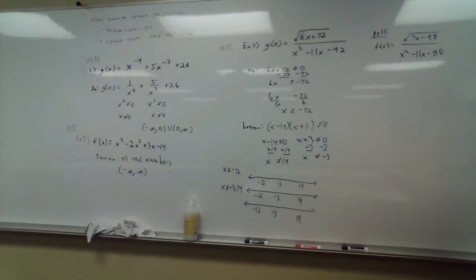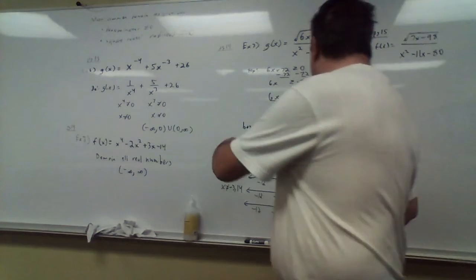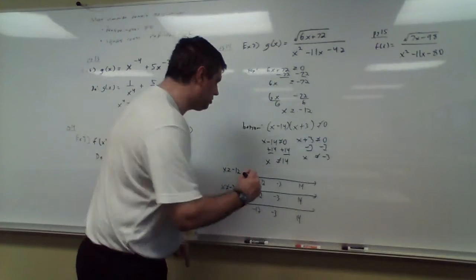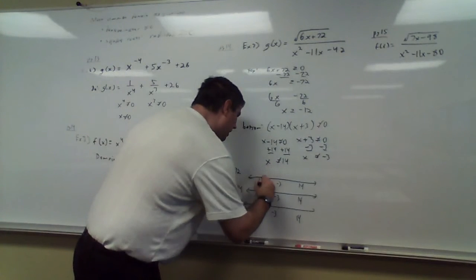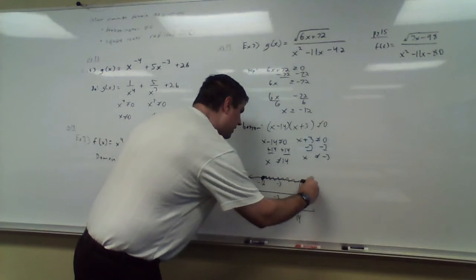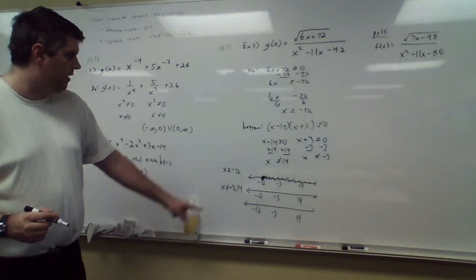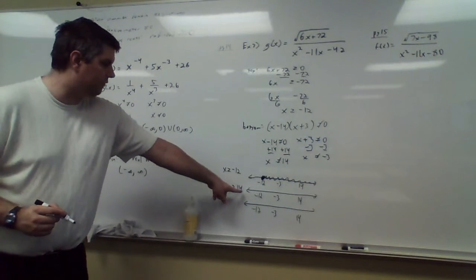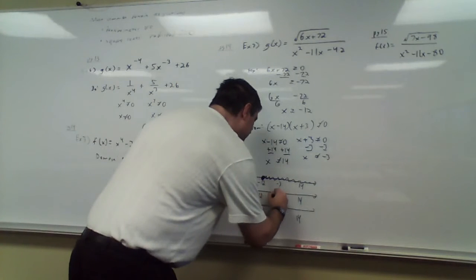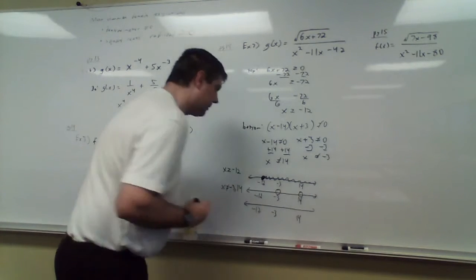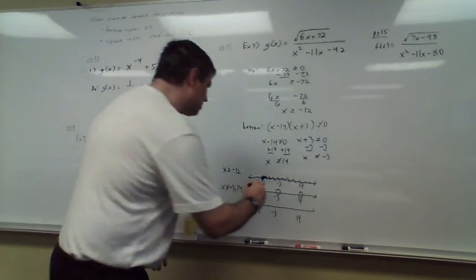Okay. Now, to describe x is greater than or equal to negative 12, I'm going to put a closed dot over the negative 12. I'm going to shade the numbers that are greater than negative 12. For x cannot equal negative 3 or 14, I will put open dots over these two. And I'll shade in everything else.